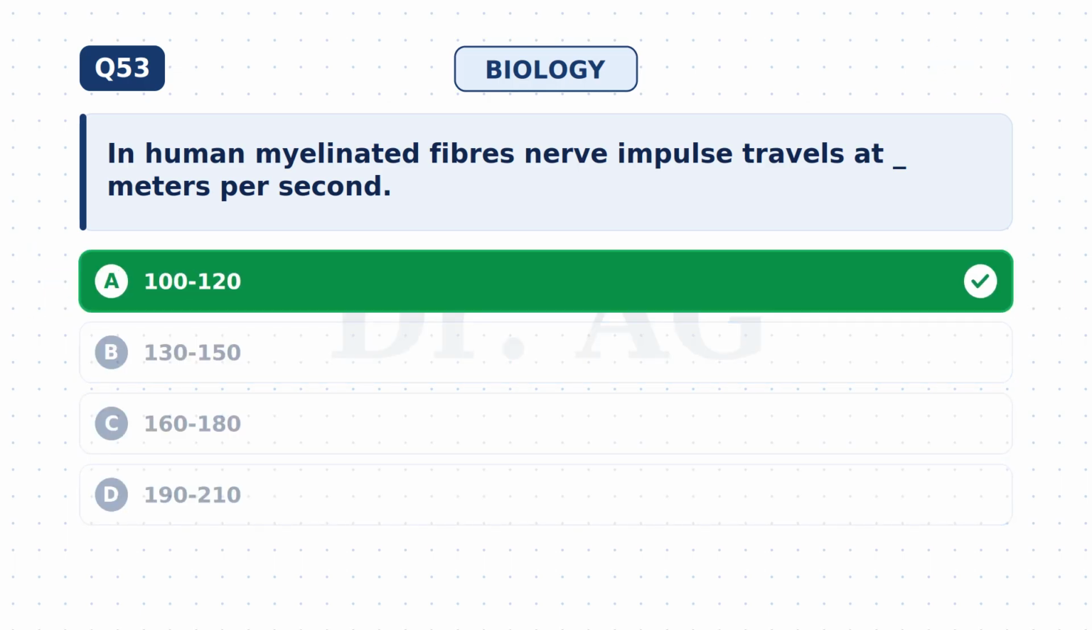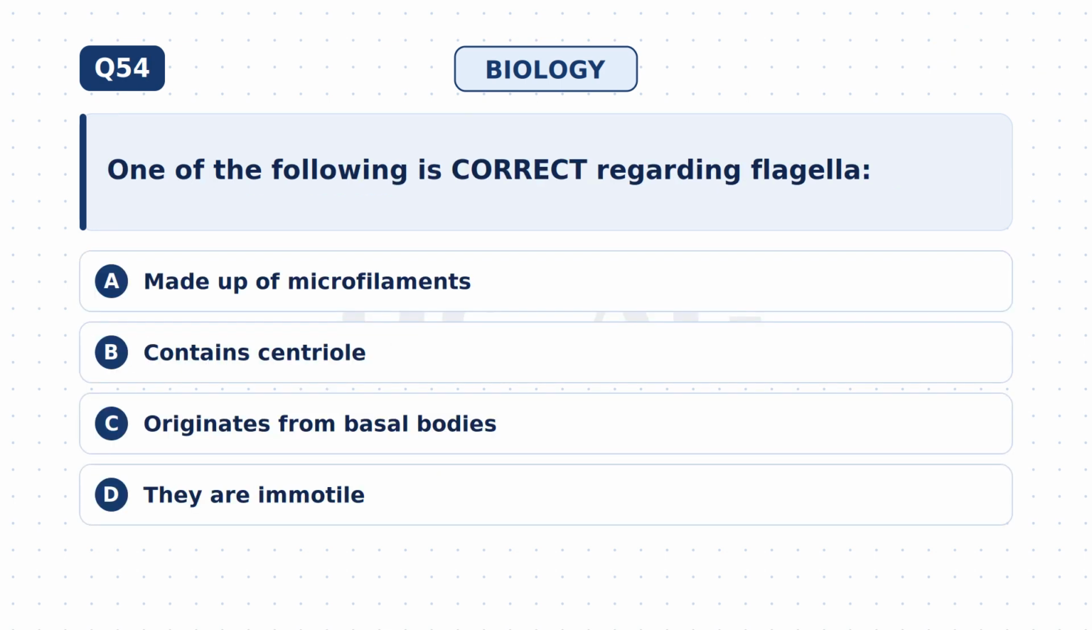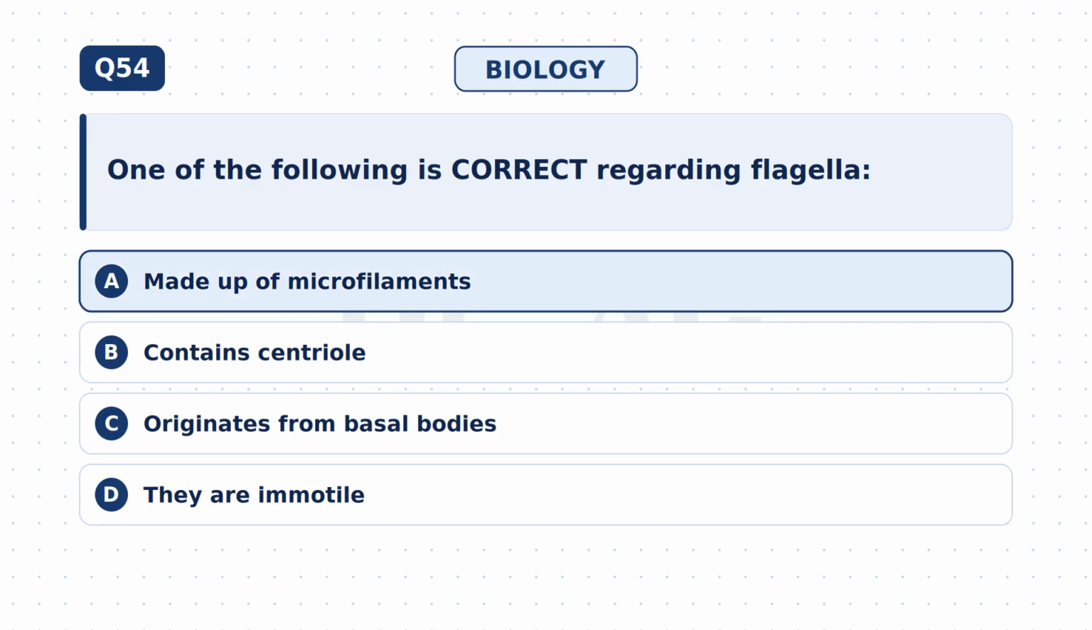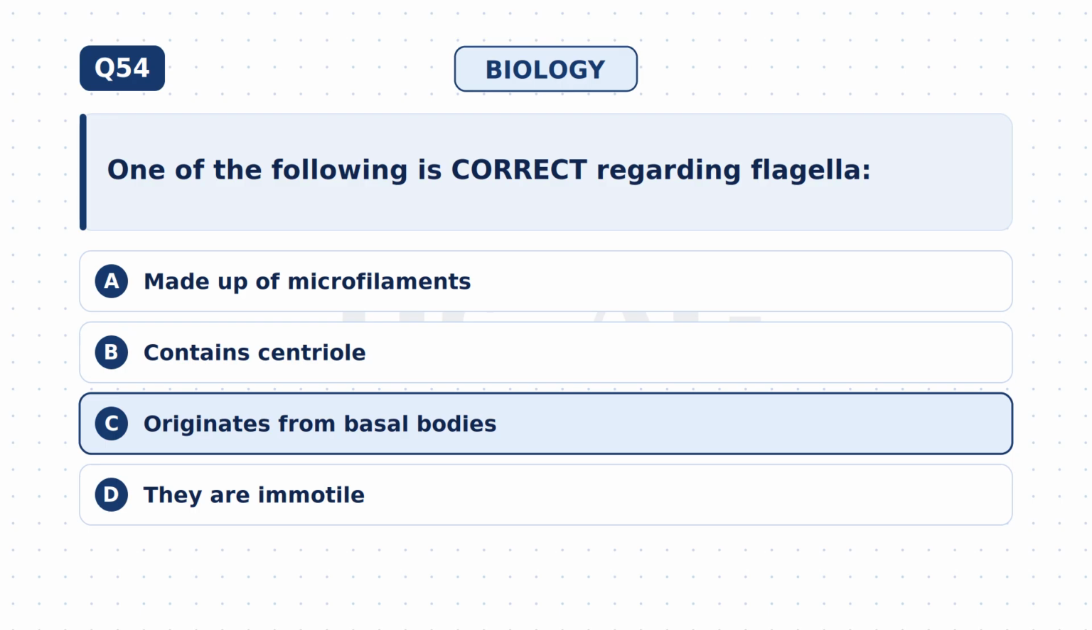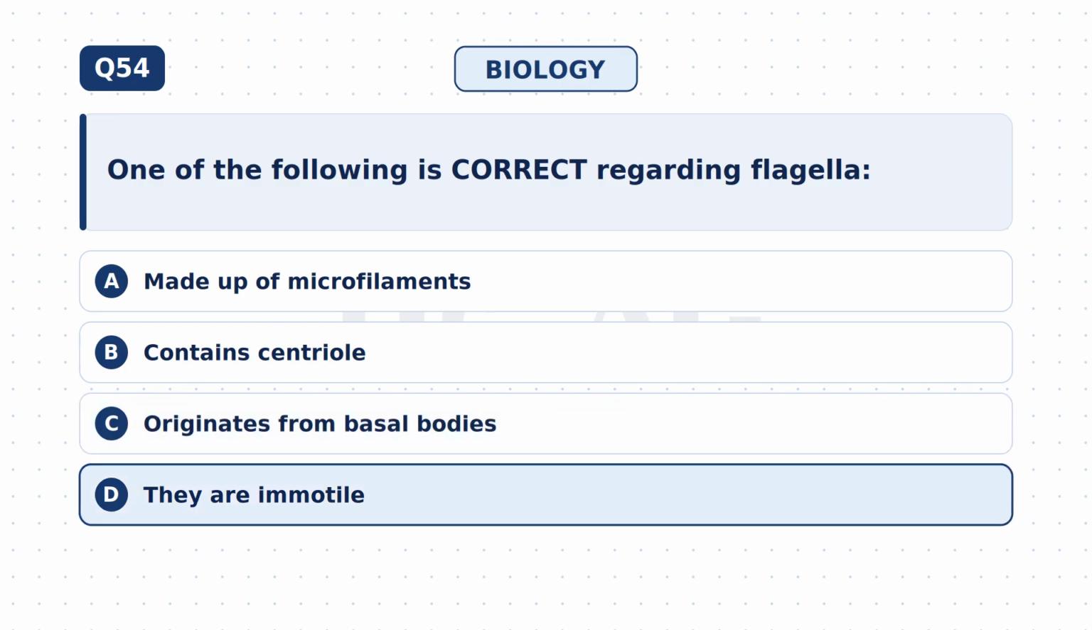The correct answer is A, 100 to 120. Question 54. One of the following is correct regarding flagella. Option A, made up of microfilaments. Option B, contains centriole. Option C, originates from basal bodies. Option D, they are immotile.